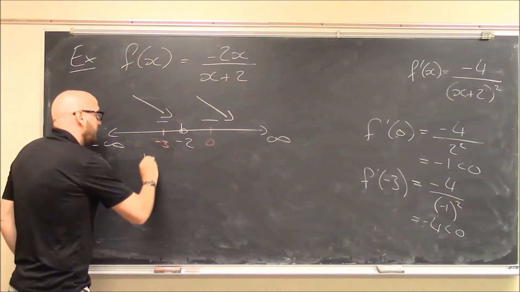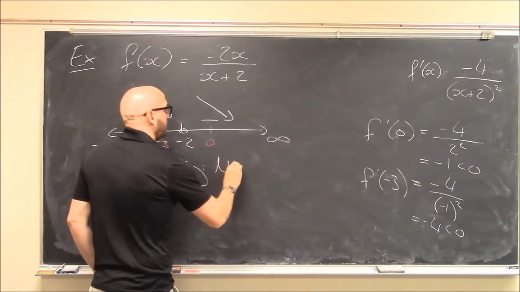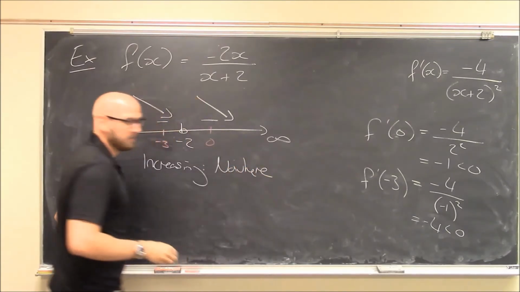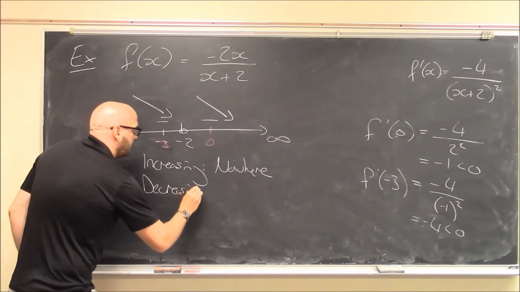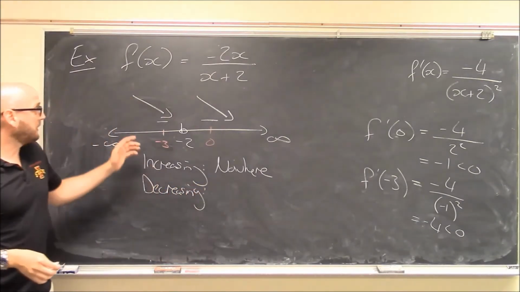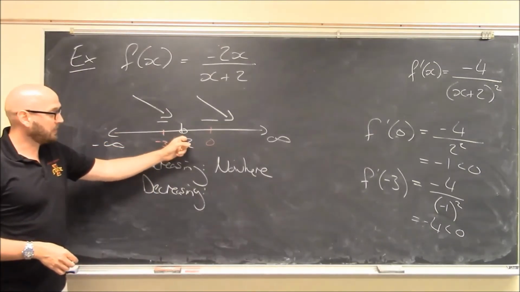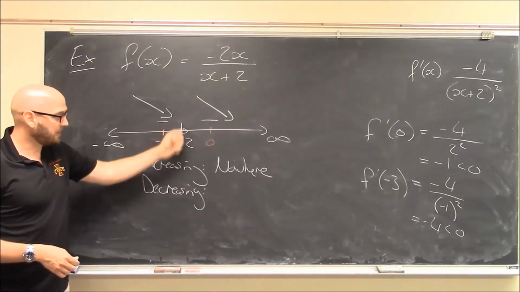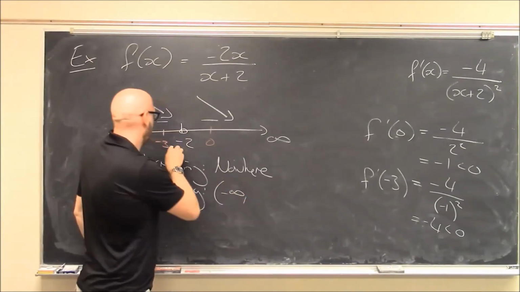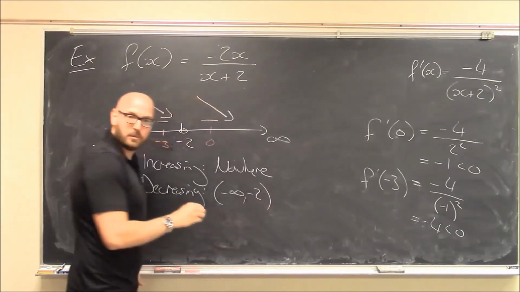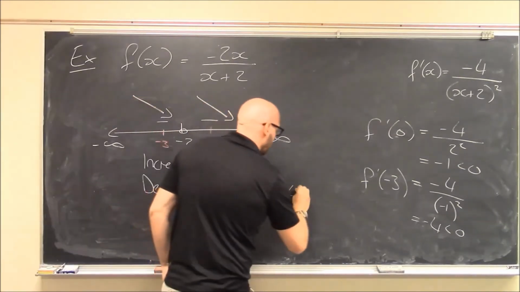To answer the question, where is this increasing? Well, it's actually increasing nowhere, for no values of x. Where is it decreasing? Everywhere it's defined, on its entire domain. By the way, don't include -2 in this, because remember it's neither increasing nor decreasing here. In fact, it's not even defined. So it's decreasing from -infinity up to -2, not including -2, and -2 to infinity.